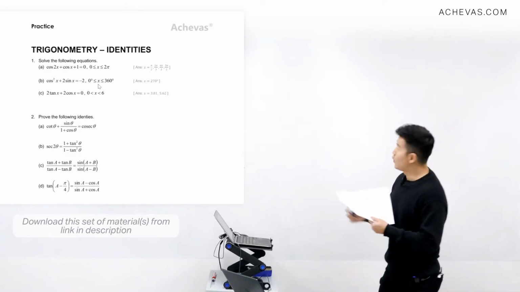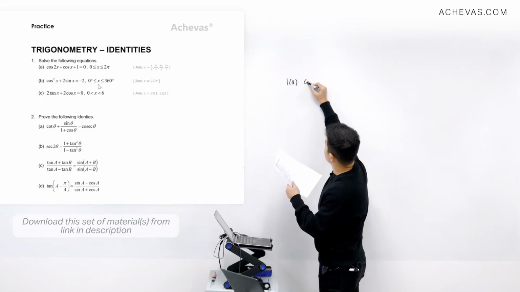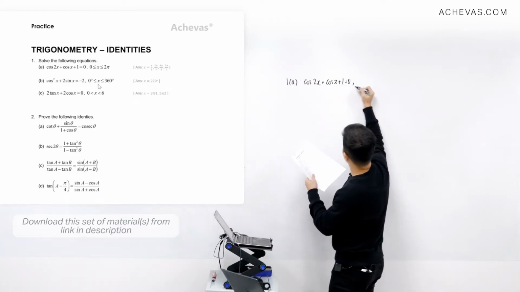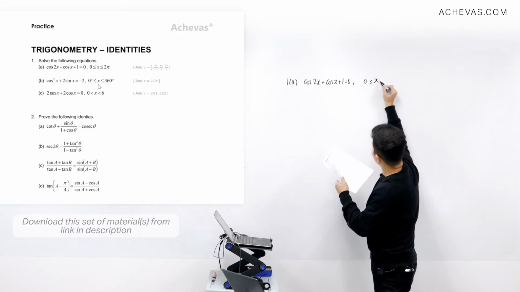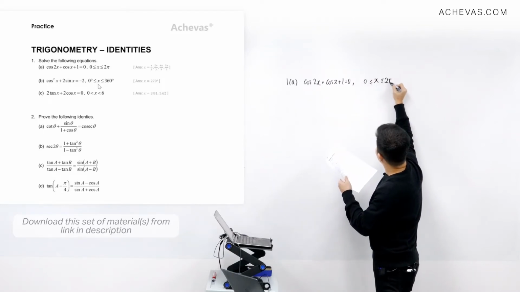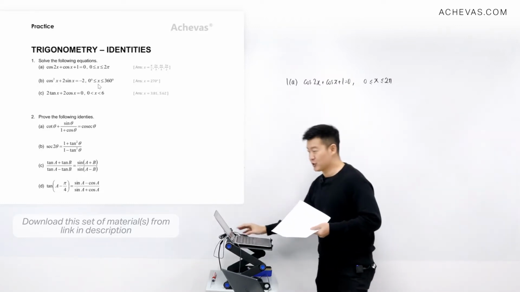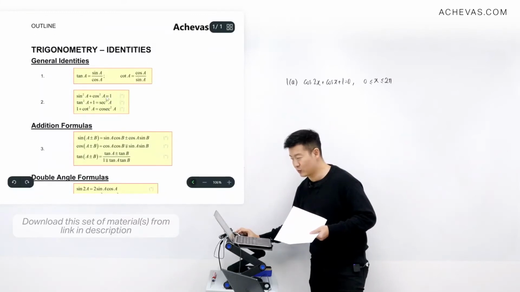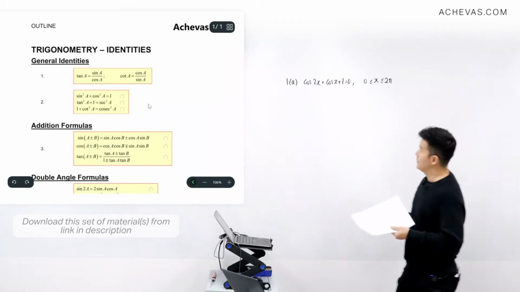So in question number 1A, we are supposed to solve cosine 2x plus cosine x plus 1 is equal to 0, and we are given that x is between 0 radians and 2 pi radians. In order for us to solve this, we are going to make use of the trigonometric identity list that we have. So let me refer back to this again. Let's see what we can use from the list that is given to us, okay?